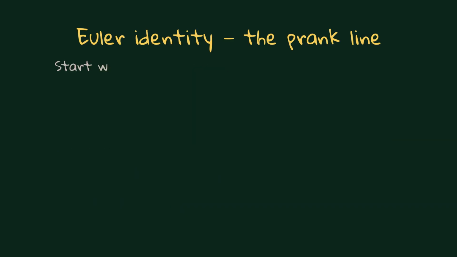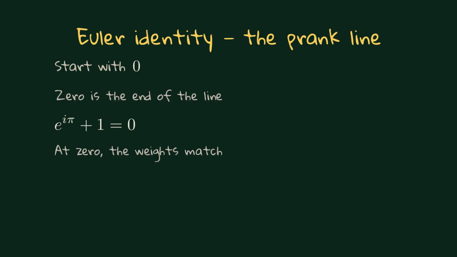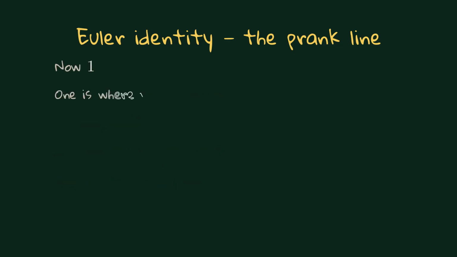To see why, we need to slow down. We need to meet the cast one by one. Start with 0. 0 is the end of the line. The whole thing falls into 0. In algebra, 0 is where the weights match. If an expression equals 0, the push from one side meets the push from the other.